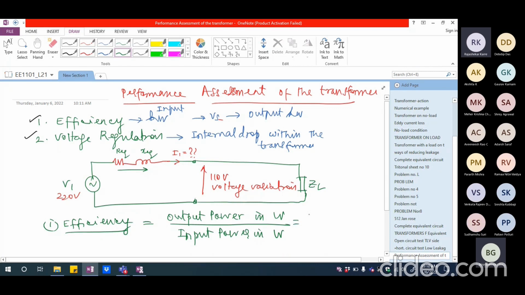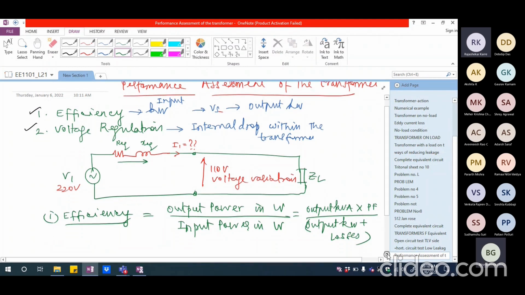So what we would say is output kVA multiplied by power factor. We have to multiply this by power factor, and similarly divided by input kVA if we talk about it as kVA. Rather than that, we would say output kilowatts plus losses. What losses take place in the transformer under this particular load condition? We have to add those losses. So this is going to be the efficiency expression, which we can write.